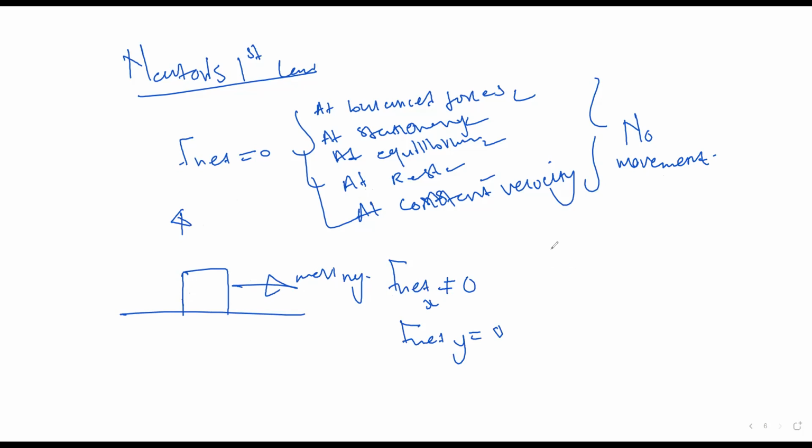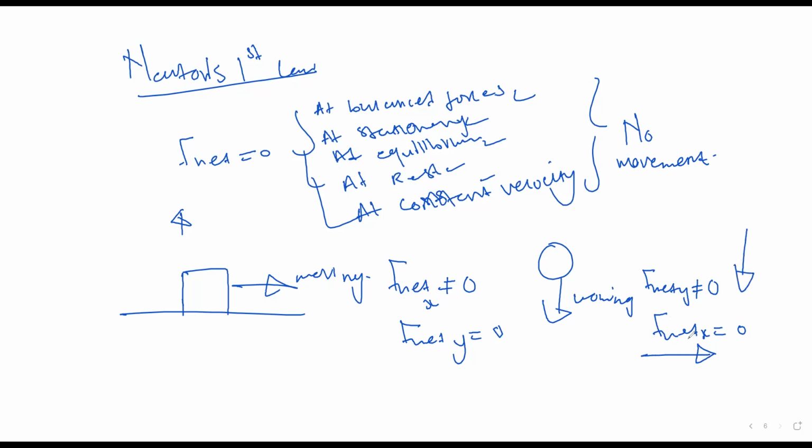Again, if you have an object falling, moving downwards, meaning F net y is not equal to 0 because it's going down, but F net x is equal to 0 because the object is not moving horizontally, but it's moving downward. You see. Then from there, you can take everything into consideration. Then this was Newton's first law.